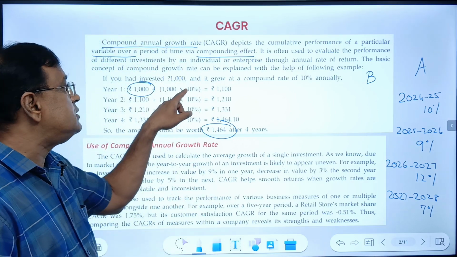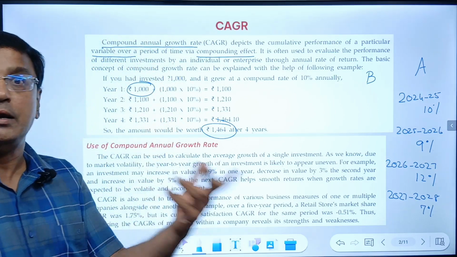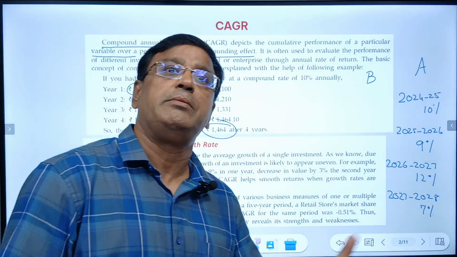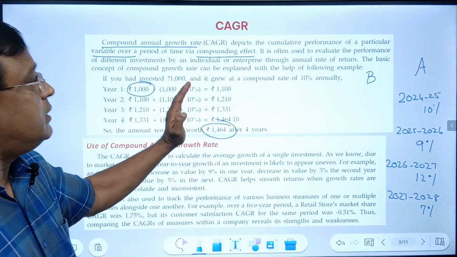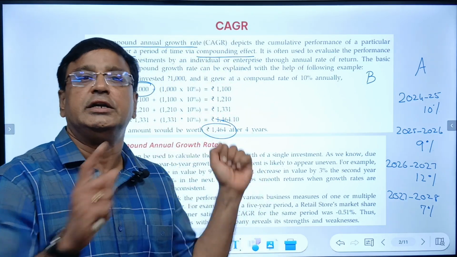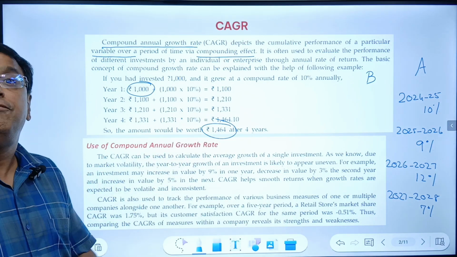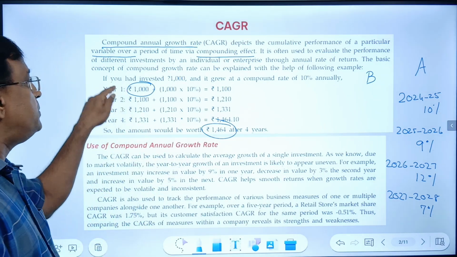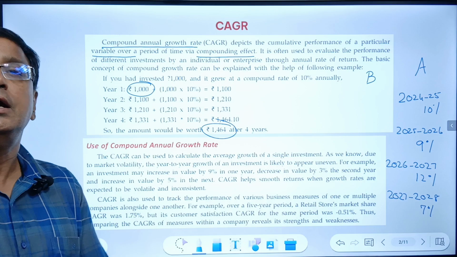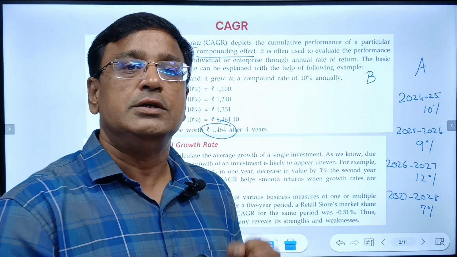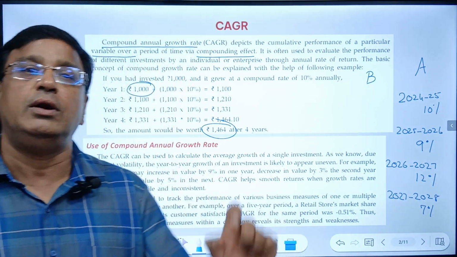It is not necessary that it should always be 10%. It can be 10%, then fluctuate to 9%, or it can be 8%. We don't know. Here it is uniformly a 10% increase. This is my final effect of 1000 rupees for keeping it for 4 years at 10% interest. This is what you call compounded annual growth rate.